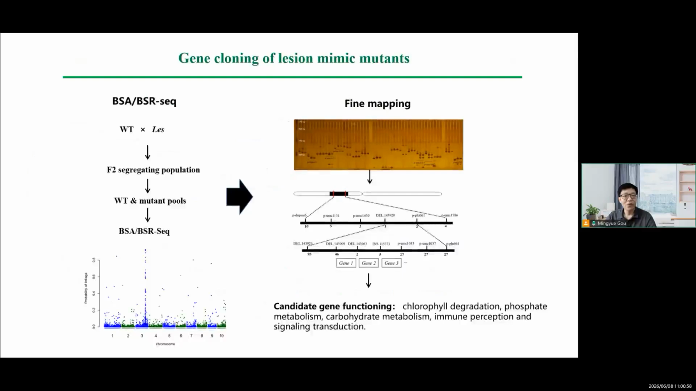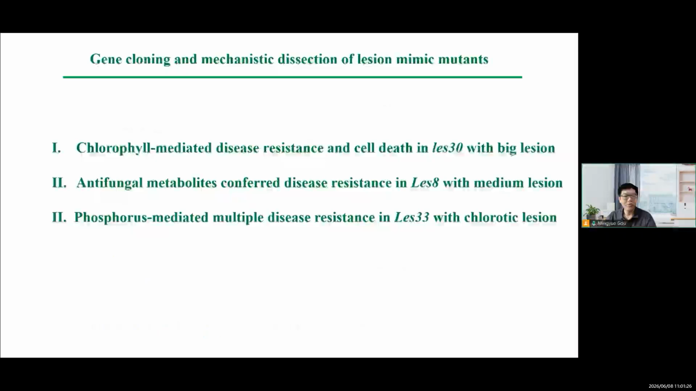To identify the causal genes of those lesion mimic mutants, we generated F2 populations and performed BSA or BSR-seq, as well as marker-assisted linkage mapping. We have verified a few candidate genes. Those genes are involved in chlorophyll degradation, phosphate metabolism, carbohydrate metabolism, immune perception, and signal transduction. I'd like to show data of three different types of lesion mimic mutants as examples here, including LES30 with big lesion, LES8 with medium-sized lesion, and LES33 with chlorotic lesion.